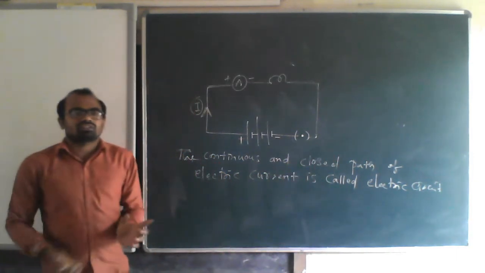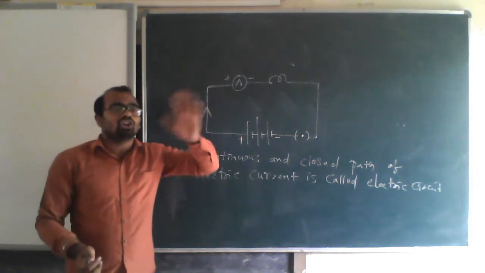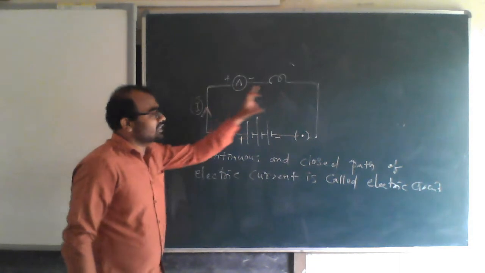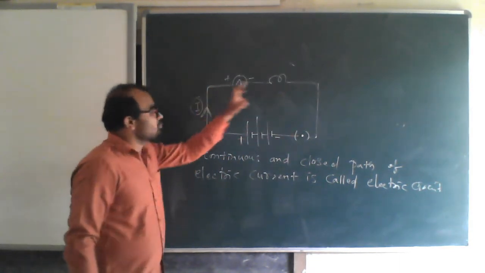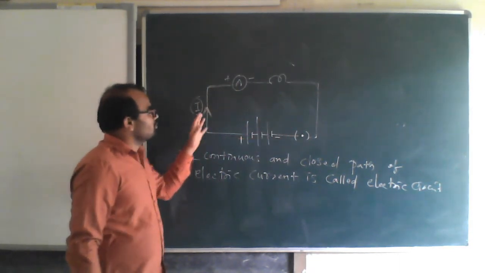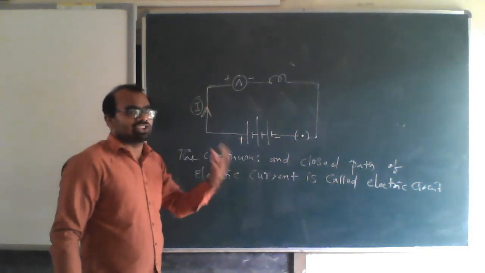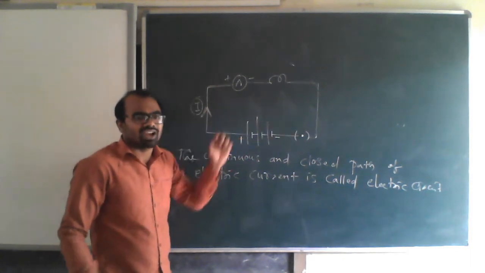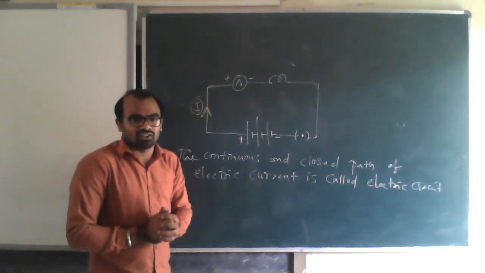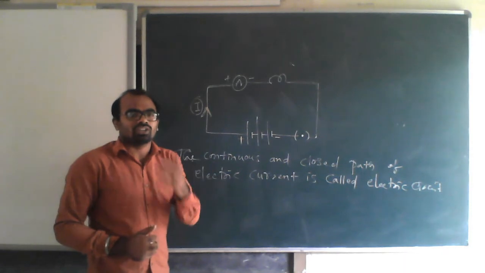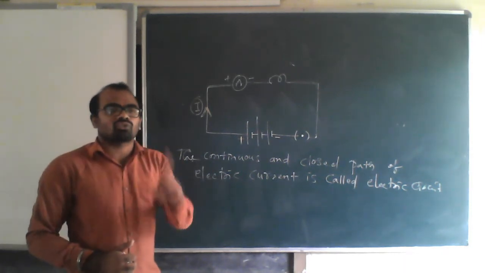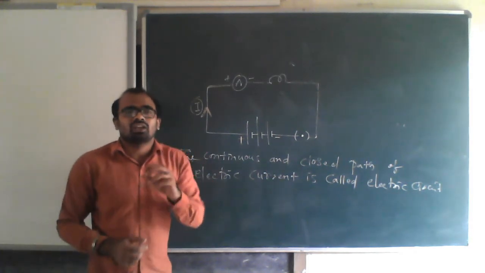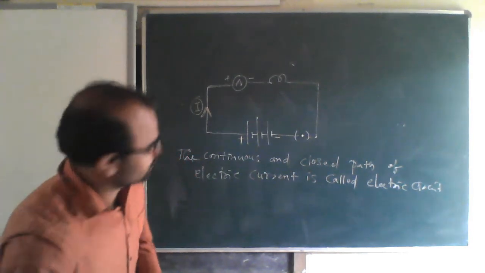So what is electric circuit? The continuous and closed path of electric current. Whose path is it? It's electric current's path, because electric current is moving. Electric current is generated because of flow of electrons. That electric current is moving from positive to negative. That is the conventional direction of electric current. If anyone asks, what is the direction of electric current? Always from positive to negative of the battery or of the cell. That is the conventional flow of electric current.